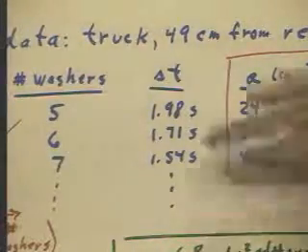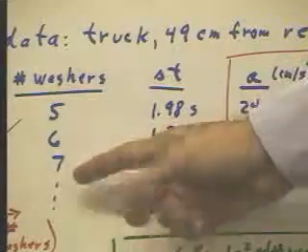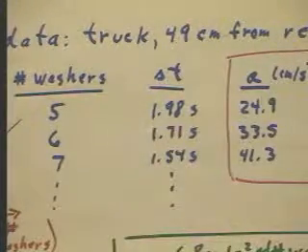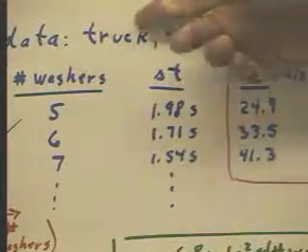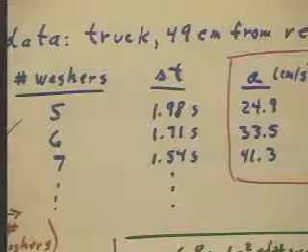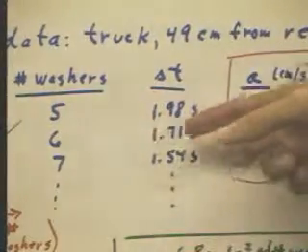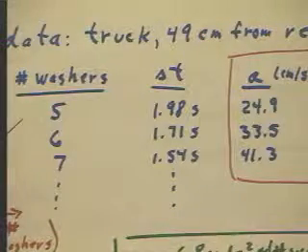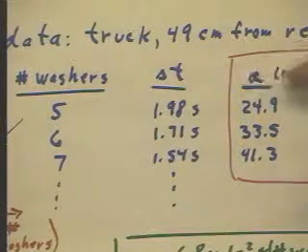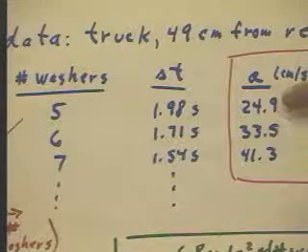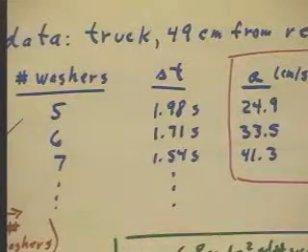Looking again at some of our data, this is just the beginning of the data set. It goes on up through about 13 washers, I believe. But this is data for a trout coasting 49 centimeters from rest. 5, 6, 7 washers, delta T as we saw before, 1.98, 1.71, 1.58 seconds. And we want to infer the acceleration in centimeters per second squared. The accelerations we get are shown here.